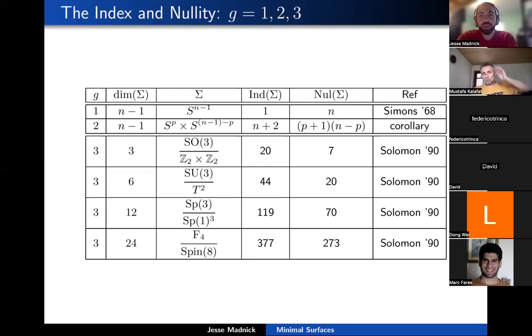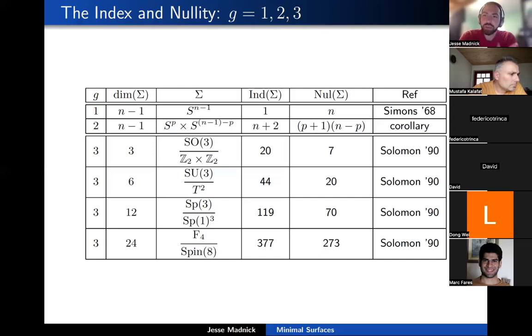When G is 1, this is due to Simons. When G is 2, I don't know who to attribute this to, but this is essentially a corollary of Simons' result. Then it took some time before the G equals 3 case was addressed. This was addressed in a pair of papers by Bruce Solomon in 1990. The first paper addressed the first two examples, dimensions 3 and 6, and the second paper addressed the 12 and 24 dimensional examples, and these are the indices and nullities that he computed. His method is going to be very important for us. We'll explain it later.